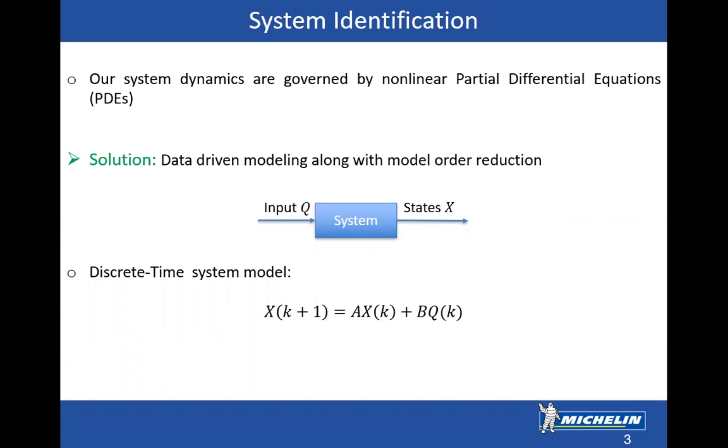So we will use the data from the simulator to do the data-driven modeling, and accordingly we have all these states. We have a huge state vector, so afterwards we'll apply model order reduction. My system boils down to this: the input Q is the calendaring speed, the speed of the calendaring wheels, and the states X are the temperature at each node inside this domain. At the end, my discrete-time system model will be X at instant k+1 equals A X_k plus B Q_k. So now I want to find the matrices A and B.